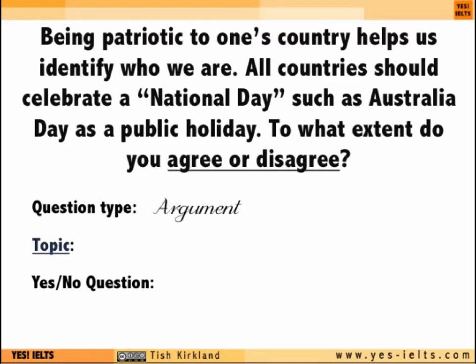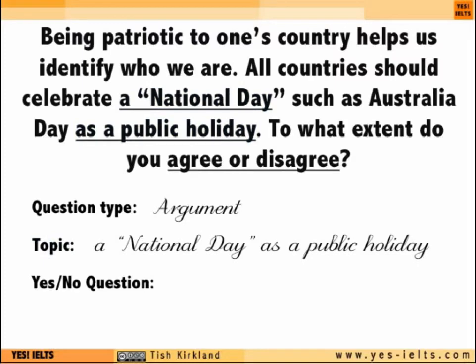Next is the topic. And finally, we need to identify the question that we are required to answer. For this argument essay, it is a yes-no question, beginning with the word should.